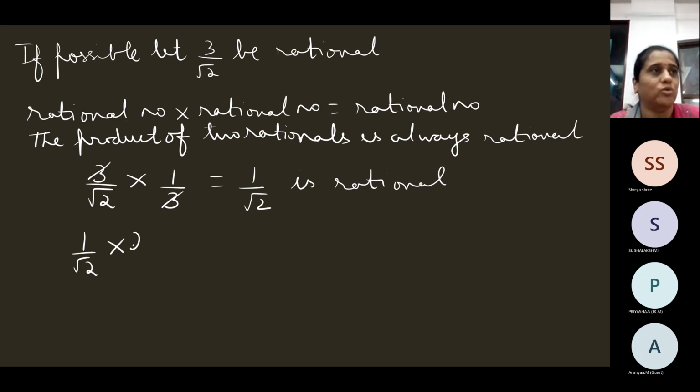Now, continue with 1 by root 2 into 2. 2 is definitely rational. 2 into 1 by root 2, the product of 2 rationals. What's the answer? Root 2 is rational. This is the contradiction. You should do something so that you get the result as root 2, root 3, root 5, root 7, root 11, and so on, because only these you know by the theorem that they are irrational.